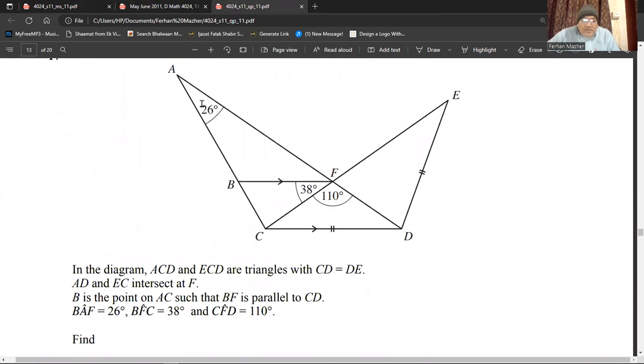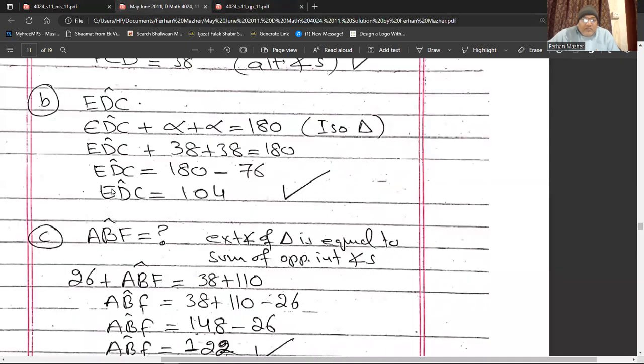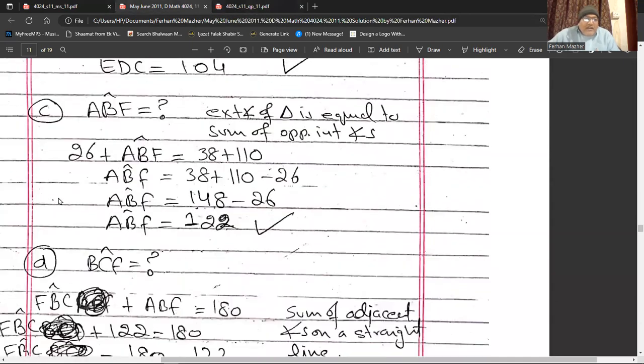ABF. This angle and this angle is the question. This is the external angle of this triangle ABF. The sum of these two internal angles will be equal to the opposite external angle. Okay. So ABF is the question.